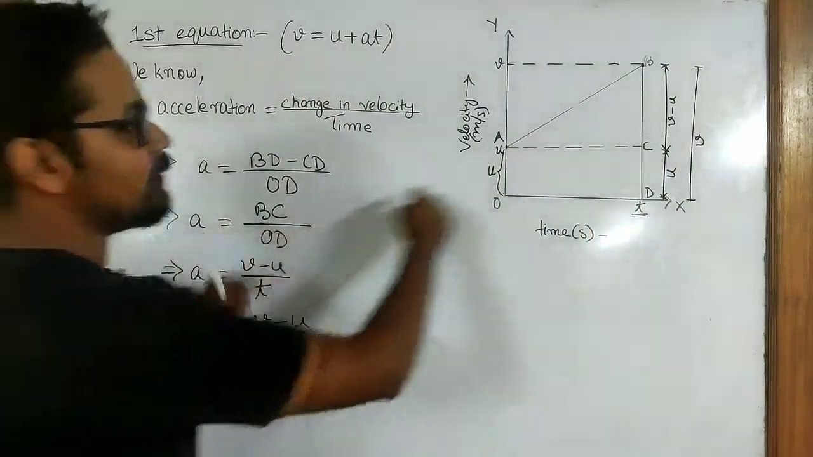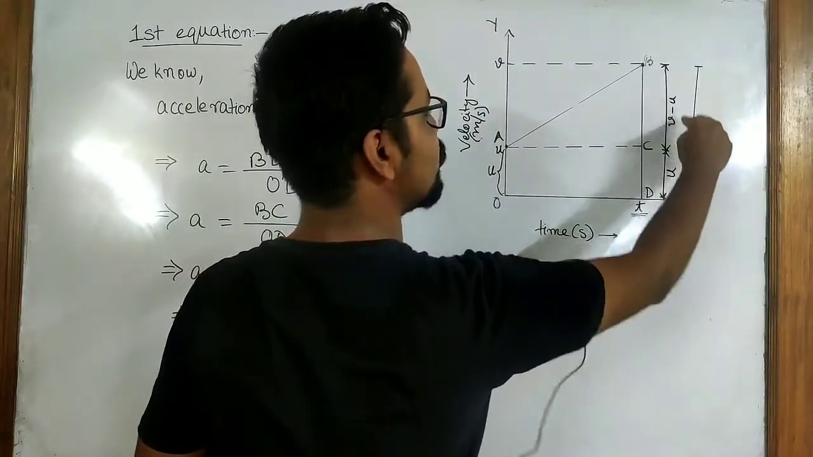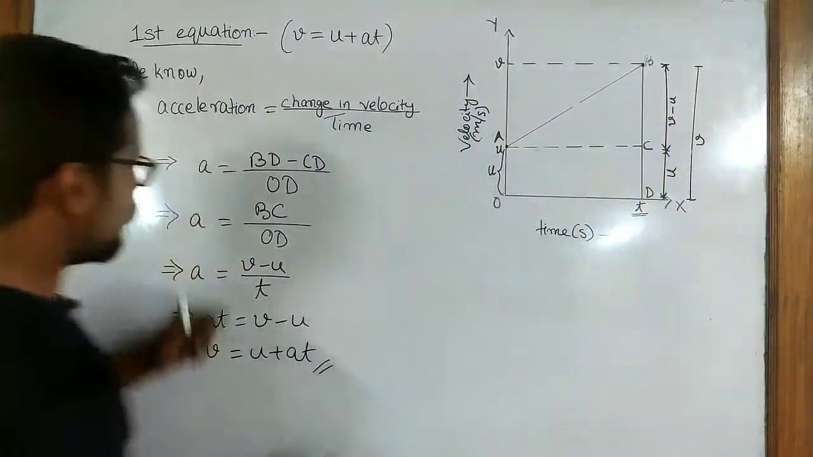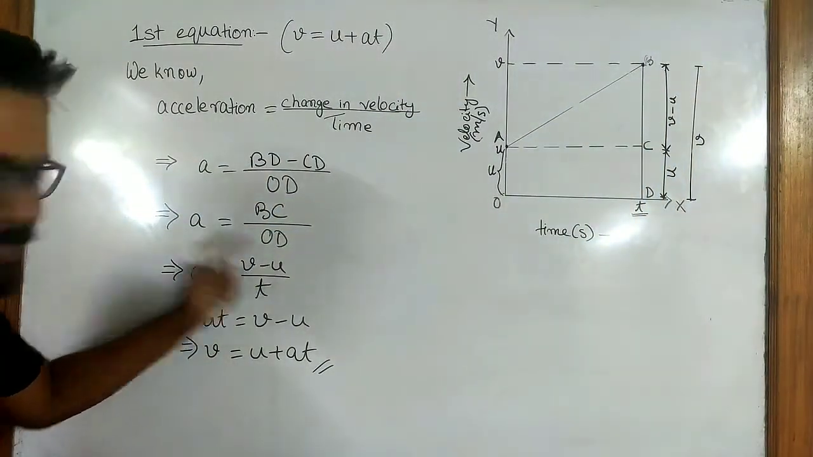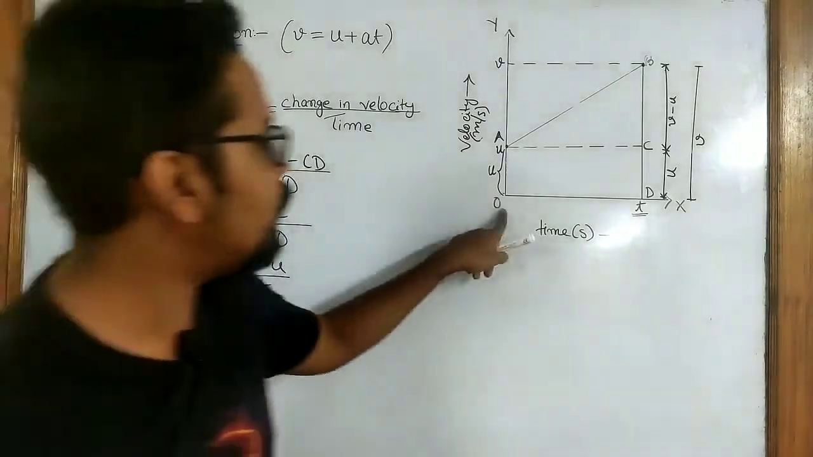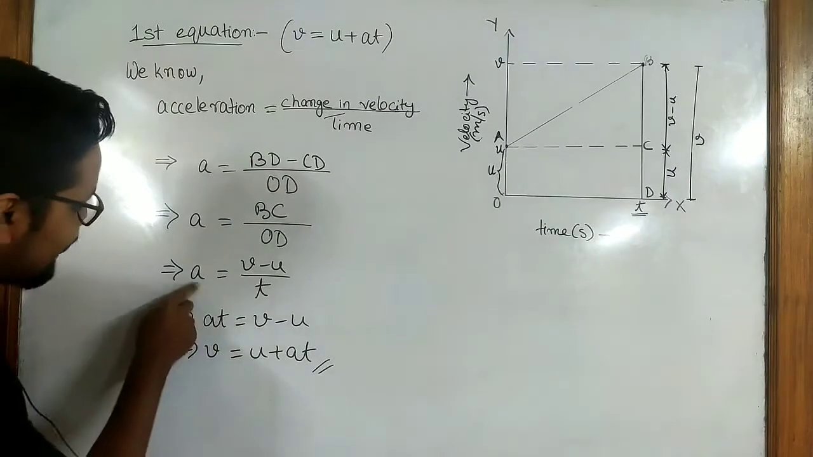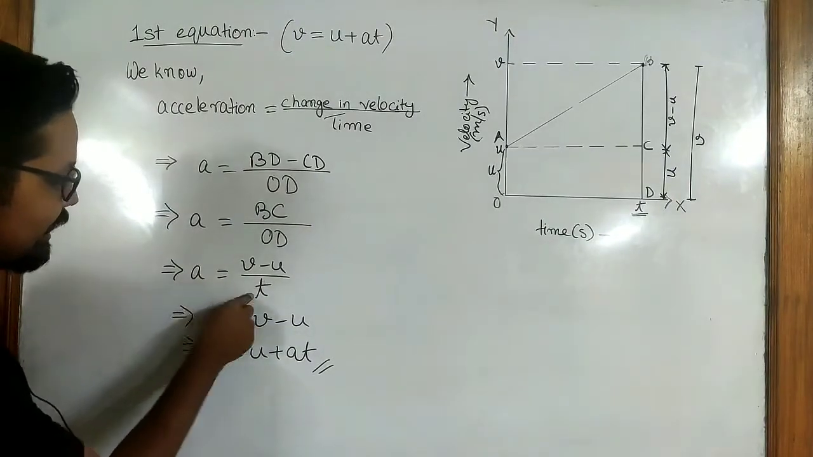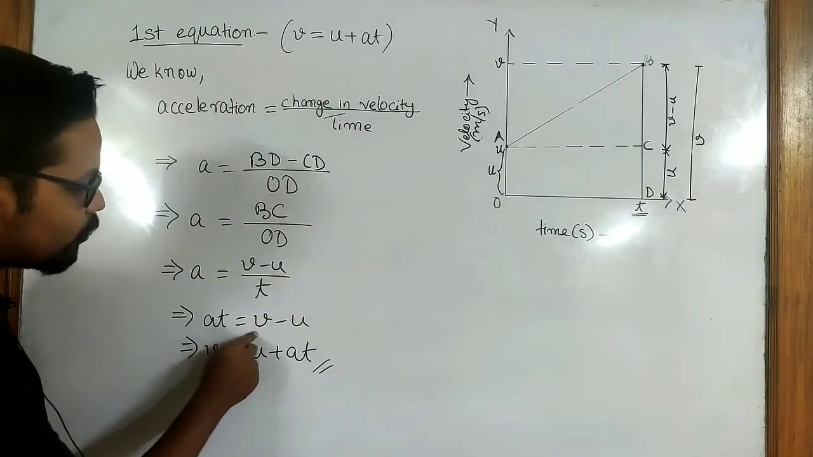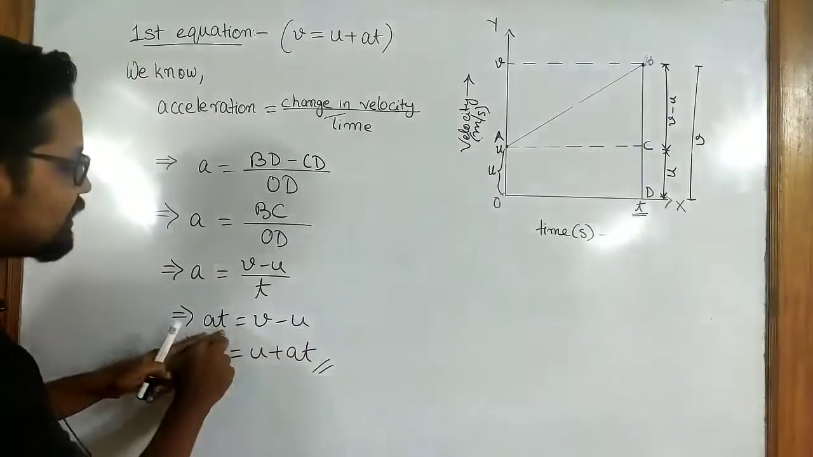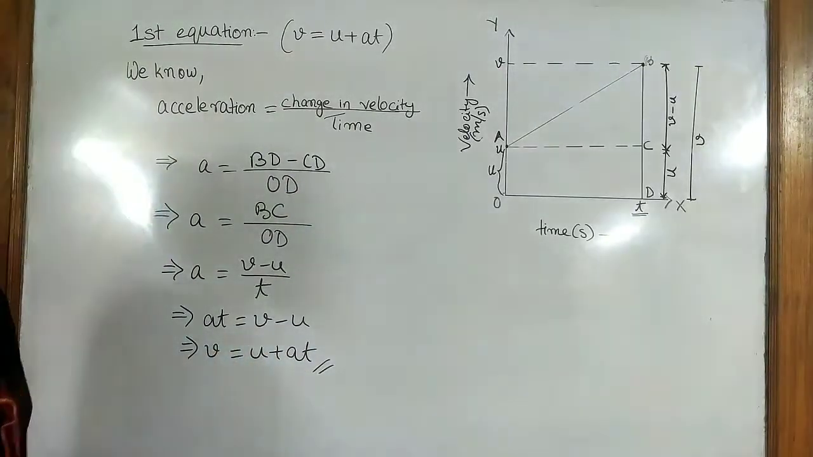So what is BC? BC is V minus U. So in place of BC we write V minus U. In place of OD, what do we write? OD is the time, so in place of OD we write T. Now we do a side change. A and T become multiplied. So it is AT equal to V minus U. Now if we change the side, we will get V equal to U plus AT.